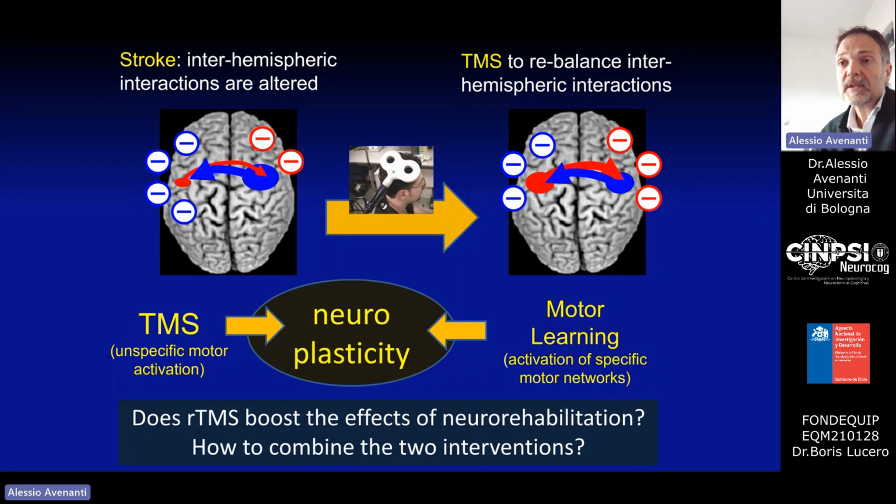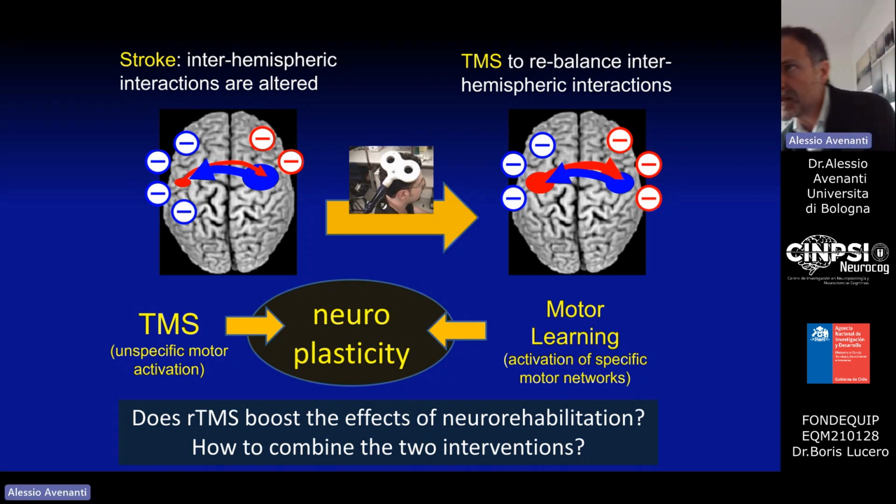But the question is how these two approaches can be combined. A very important question is whether TMS can be used to boost the effect of motor learning, the effect of neurorehabilitation. So one, I think, still critical question is how to combine TMS with other techniques that could be classical rehabilitation, psychotherapy, virtual reality experience, or drugs, for example. So all these questions are very important, not only from a clinical perspective, but also from a theoretical perspective. But of course, for clinical perspective, they can be very useful.